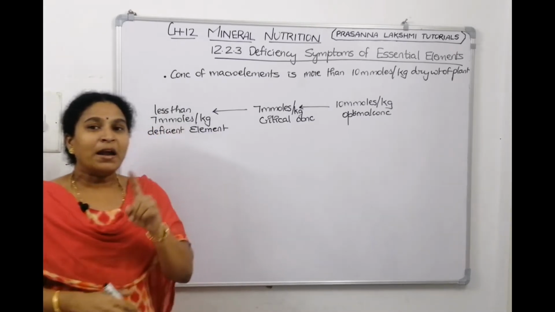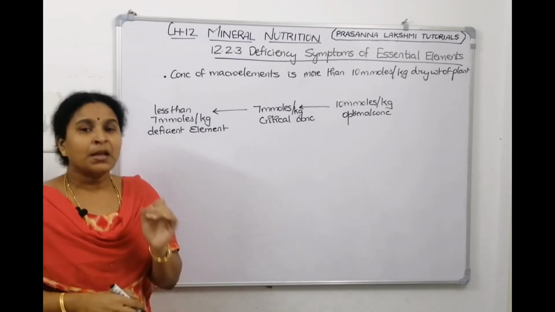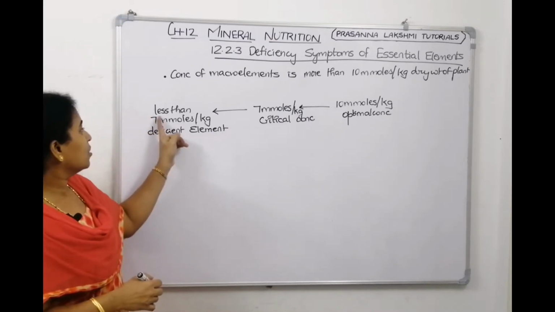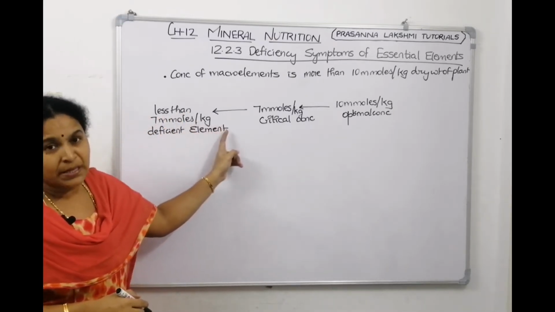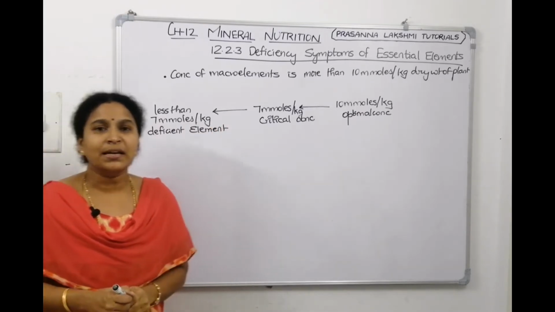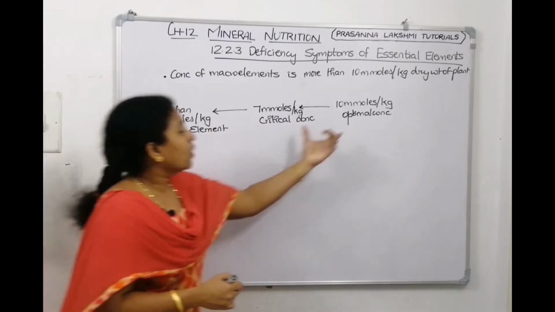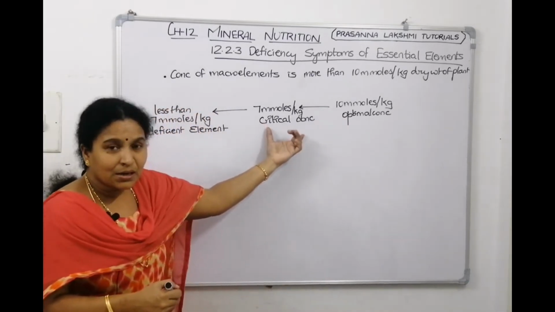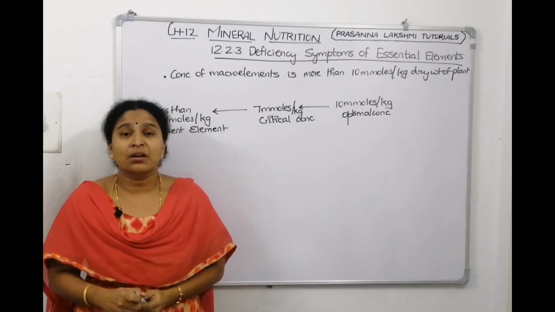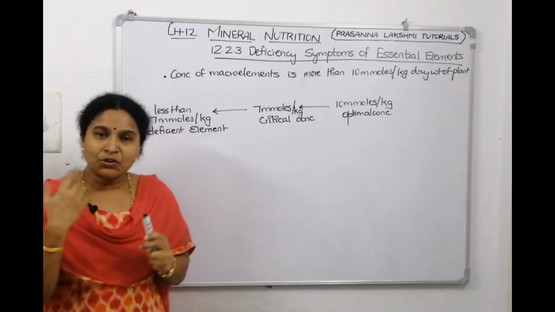In the same manner, when will the plant show deficiency symptoms? If the concentration of that element is lesser than the critical concentration, if it is less than 7 millimoles per kg, then it will show deficiency. I think you understood, right? So with these examples and concentrations, I tried to explain what is optimal concentration, what is critical concentration, and what is deficient concentration.